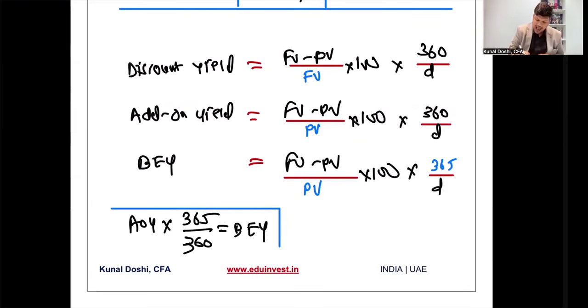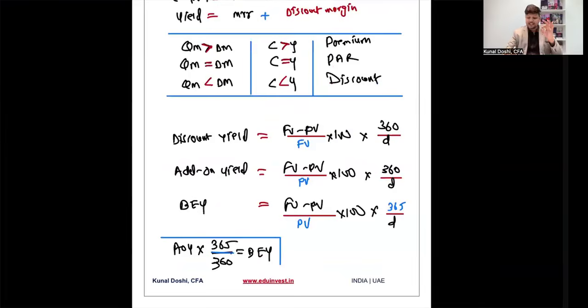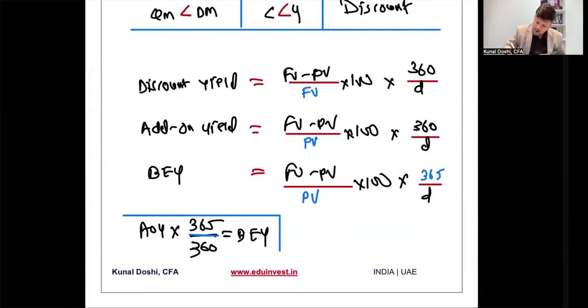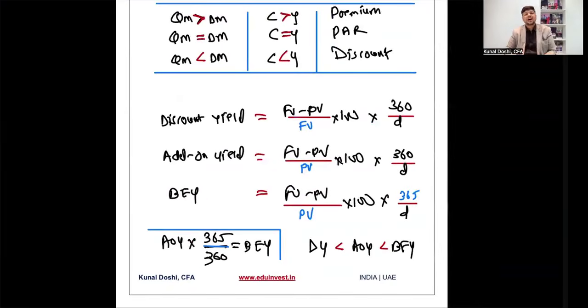Understood? And remember my logic through which you will not have to calculate which yield is always bigger and which yield is always smaller: discount yield, add-on yield, and bond equivalent yield. Remember which yield is always bigger. Bond equivalent yield is always bigger than add-on yield, which is bigger than discount yield. Keep this in mind. It will help you answer any question.